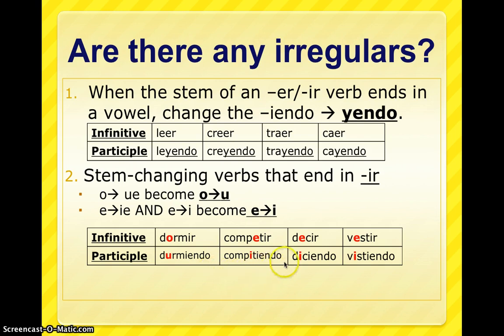Another example, competir. So this is normally an E to I verb. We can see that it changes to I, compitiendo. Decir and vestir follow the same pattern. Now these three verbs all happen to be E to I verbs, but even if it were an E to IE verb, this in the present participle would only change to an I. Now remember that these are just the participles. We still have to use them with the correct form of estar when we're using the present progressive tense.